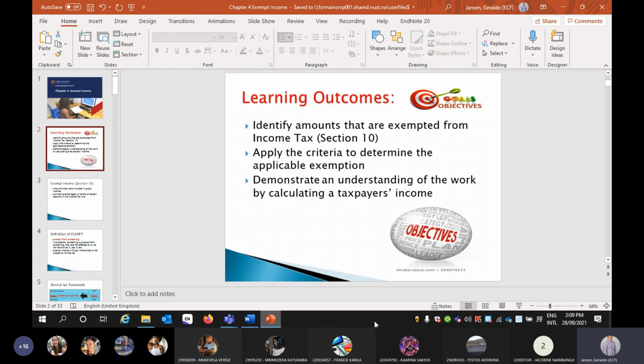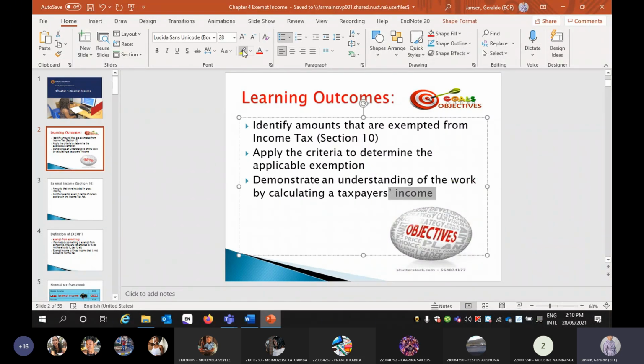So yesterday we spoke about exempt income. Guys, I've corrected the learning outcomes slide. Remember yesterday I had the wrong slide here for the learning outcomes, so let's go through it again. We will identify amounts that are exempted from income tax, which we will find in section 10 of the Income Tax Act of South Africa. We will apply the criteria to determine the applicable exemptions, and then demonstrate an understanding of the work by calculating a taxpayer's income.